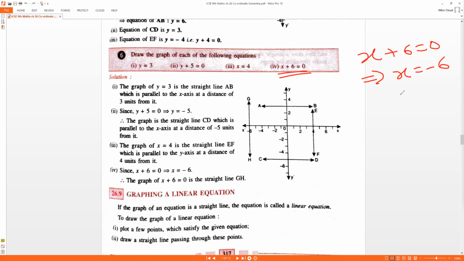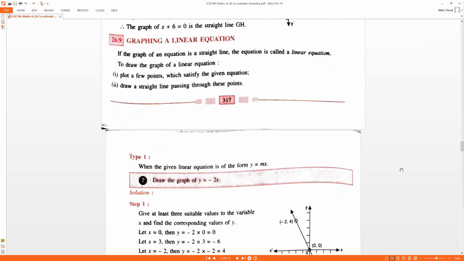Now, x is equal to minus 6. The point is minus 6 comma 0, which lies on the x-axis. So this is the point, and this is the line which is vertical, that means parallel to the y-axis. So this is the x is equal to minus 6 line. This is how you have to draw the graphs.